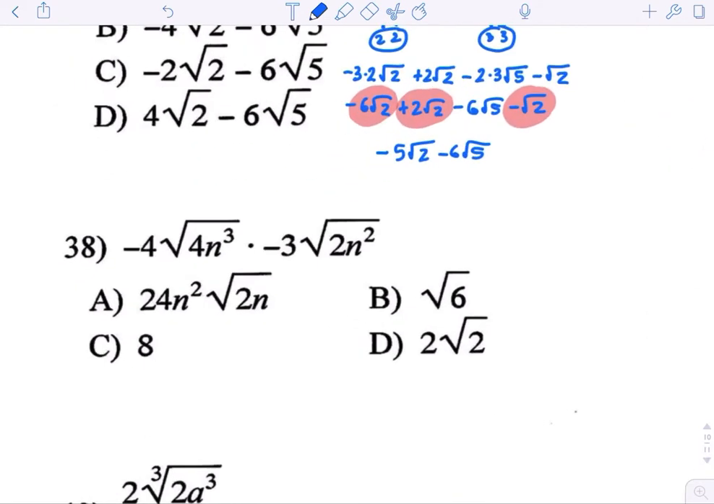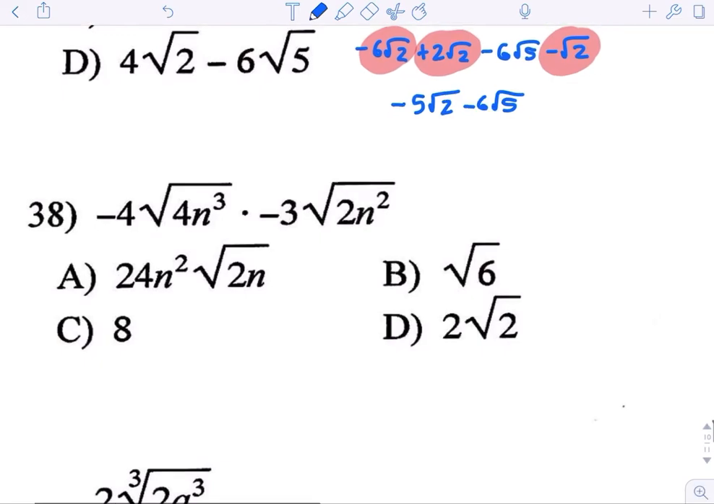Alright, 38. Now, when you do this, you can multiply if they have the same root. They both have the root of 2, so you can multiply them together. Outside times the outside, insides times the insides. So outside times the outside would be negative 3 times negative 4 for 12.